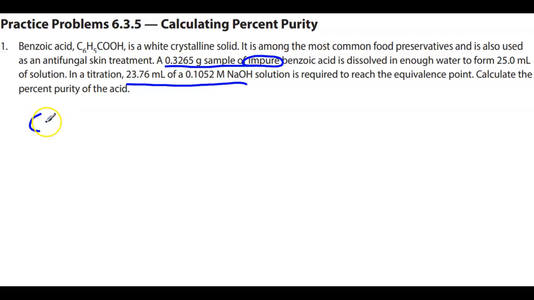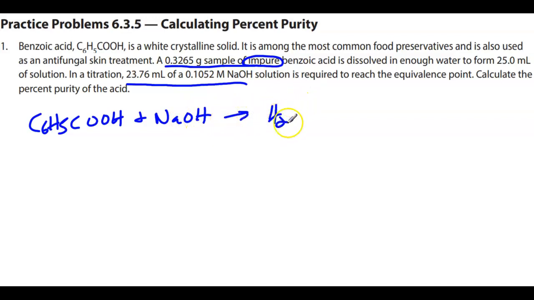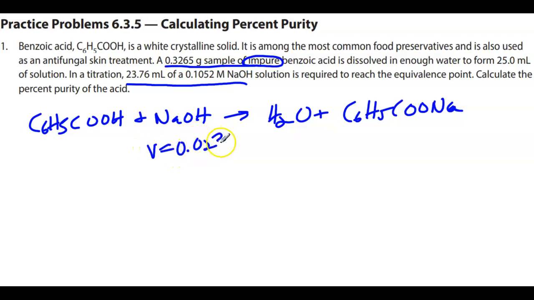So we have benzoic acid, C6H5COOH, plus NaOH. This is going to form water, and we're going to have C6H5COO with an Na on it. Okay, so we have volume 0.02376 and concentration 0.1052 moles per liter.